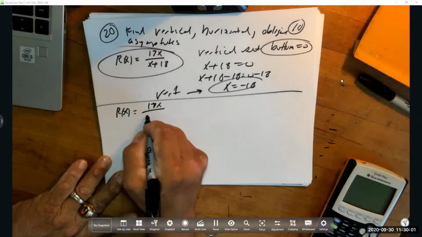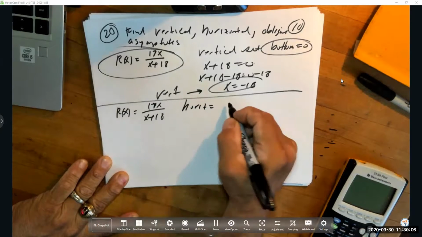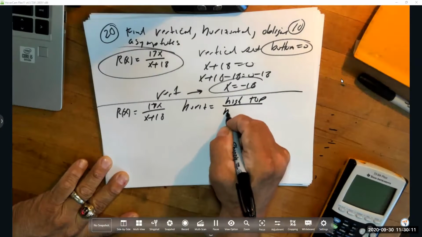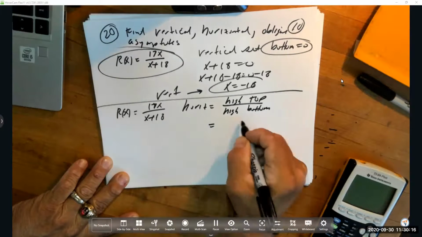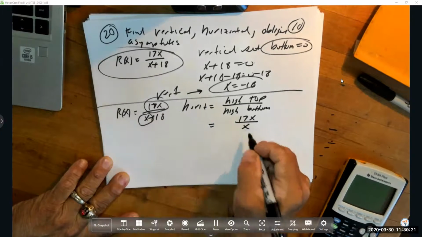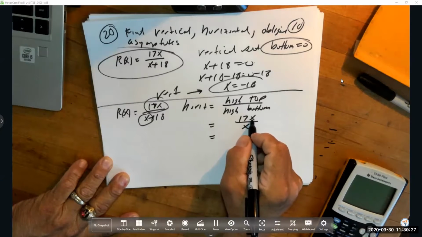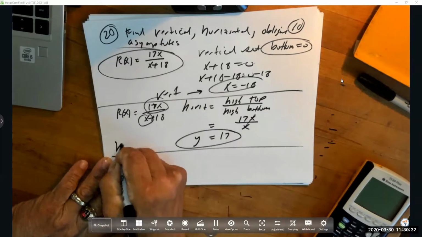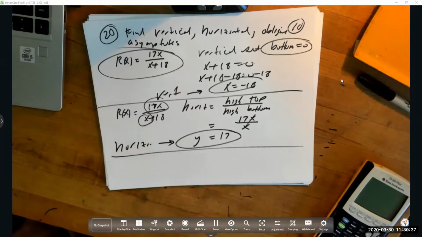For the horizontal, you get the highest power on the top divided by the highest power on the bottom. So on the top, I have 17x, and on the bottom, I have x. Can I reduce those? Can x and x cancel out? Yes. So 17. So the answer for this one, you just put y equals 17. This is called the horizontal. Okay, that's it.